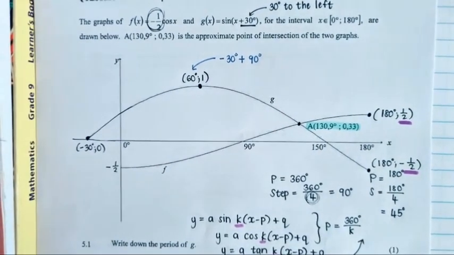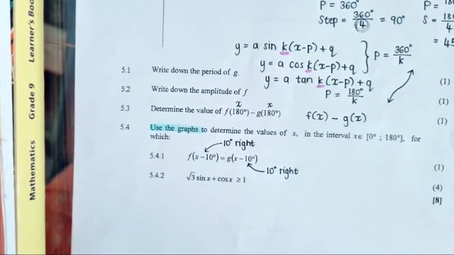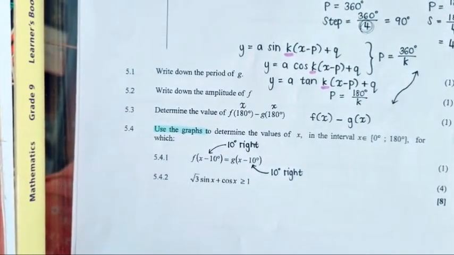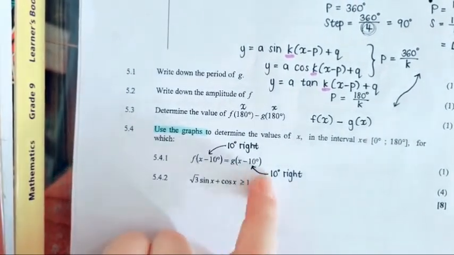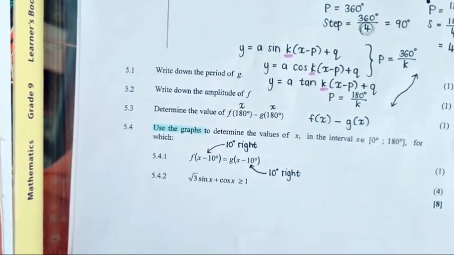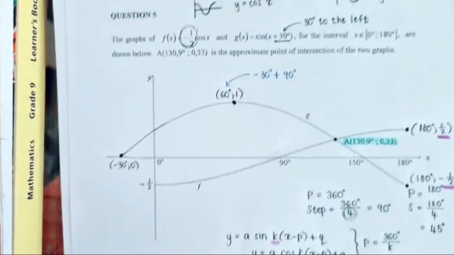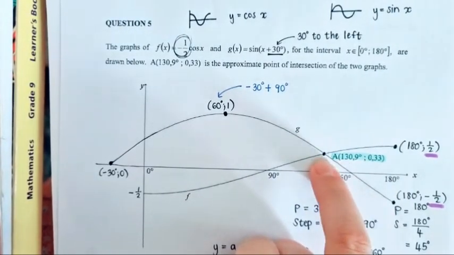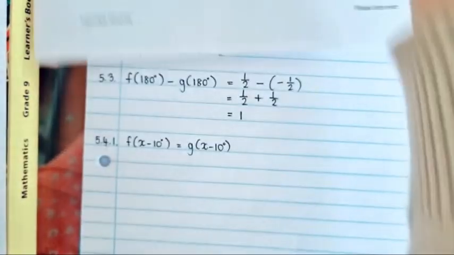Right? I'm going to say that again. It is a bit complicated. They're saying use the graphs. So somehow we need to figure out how we're going to use the graphs in order to solve this equation. They're asking where is f of x minus 10 equal to g of x minus 10. Now these two graphs are just f and g shifted 10 degrees to the right. Now, if both of those graphs are shifted 10 degrees to the right, then the point of intersection will also shift 10 degrees to the right. So what is 130,9 plus 10? 140,9. Okay, that is the answer to that question.